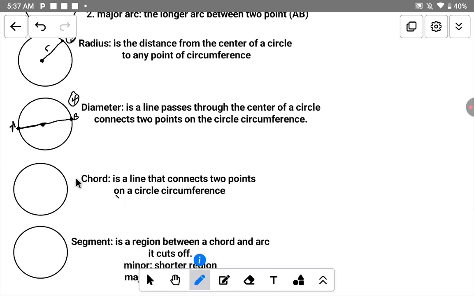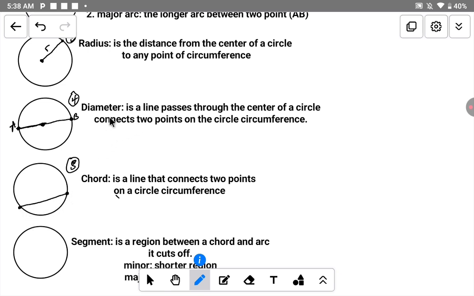This chord is very, very important in circle geometry. So that will be number 5. I want to explain this chord because the chord and the diameter are almost alike. Let's look at the definition I have here. A chord is a line that connects 2 points on the circle circumference. We can build a line from this point to this point. It touches any 2 points of a circumference.